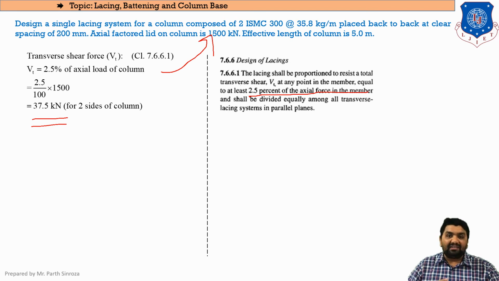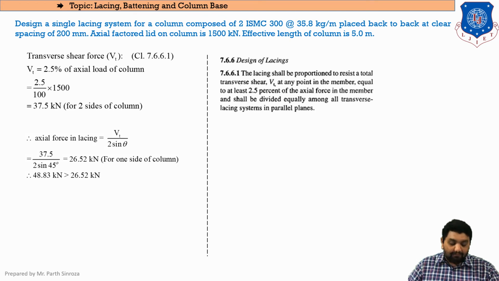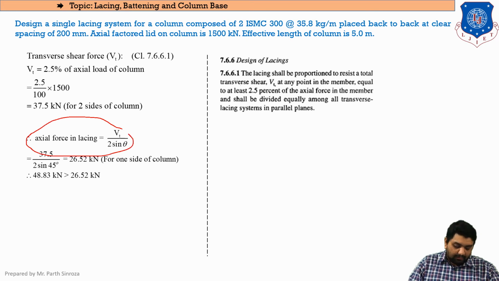Clear? So for 2 ISMC sections, the total transverse shear to be resisted comes out to be 37.5 kilonewton. So now we'll be finding the value of axial force in lacing. This equation is to be remembered by you, it is not given in our IS code.